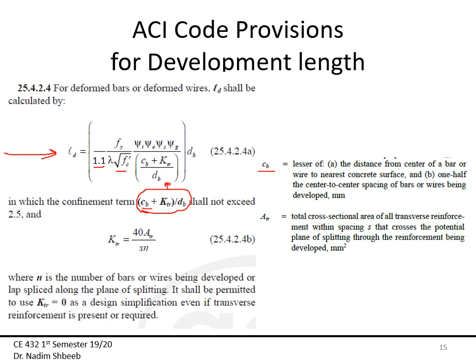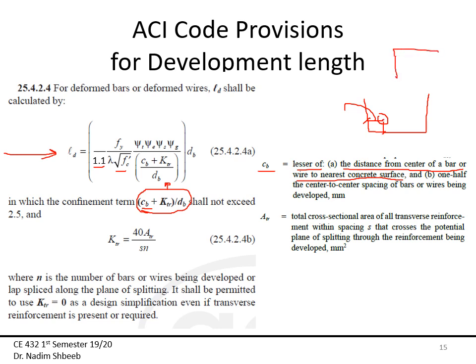So what is cb? cb is the lesser of two parts. Part A is the distance from the center of a bar or wire nearest to the concrete surface. So if this is my concrete cross section, let's say at the bottom, and this is my bar, then the distance that I'm talking about is from this center to the nearest concrete surface, which is this. It could be this distance or that distance. So this is for a bottom bar.